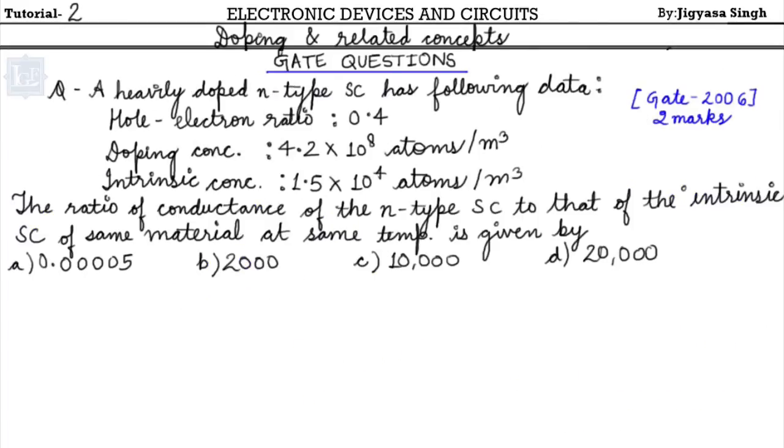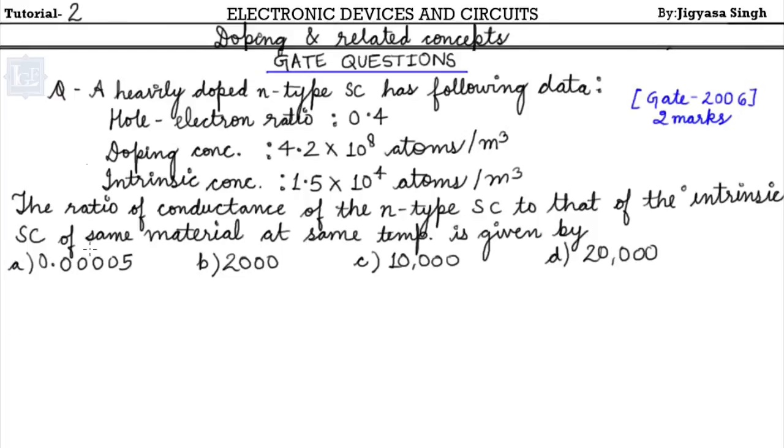So the next question: a heavily doped N-type semiconductor has the following data: hole to electron ratio is 0.4. The doping concentration is 4.2 into 10 to the power 8 atoms per meter cube. The intrinsic concentration is 1.5 into 10 to the power 4 atoms per meter cube. The ratio of conductance of the N-type semiconductor to that of the intrinsic semiconductor of the same material at the same temperature is given by, and these are our options.